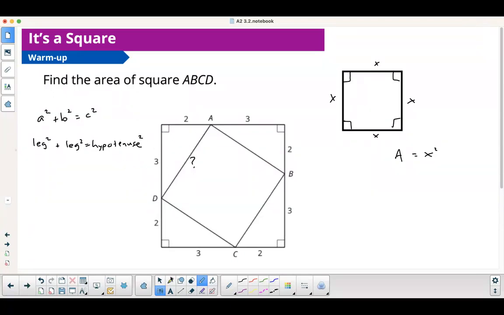So if I look at this right triangle right here, this side is my hypotenuse. Let's call it c because it's the hypotenuse. So a and b are 2 and 3. So 2 squared plus 3 squared equals c squared. So this will be 4 plus 9 equals c squared.